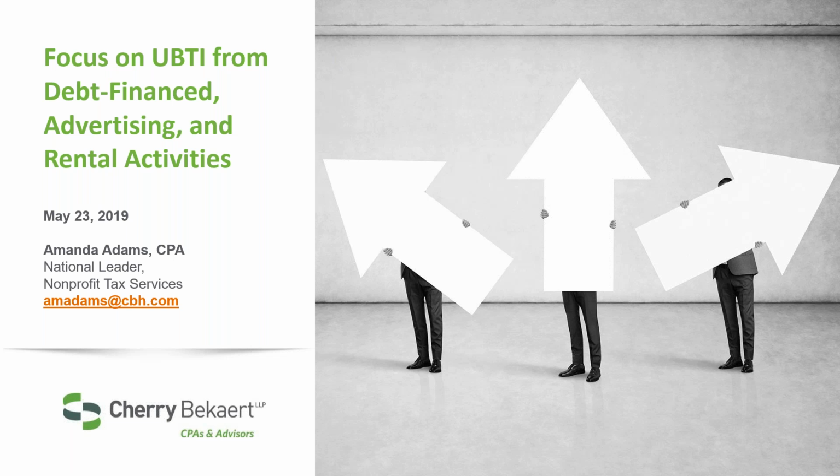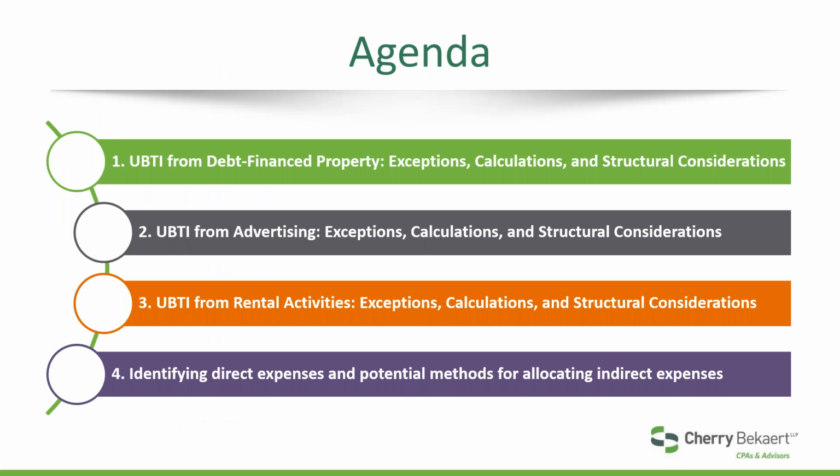So today I'm excited to talk about unrelated business income that has nothing to do with providing parking to employees. That's kind of been the hot topic, of course, over the past year, but we have to remember that unrelated business income can come from many other sources. So today we're going to do a deeper dive on UBTI from debt financed property, advertising, and rental activities.